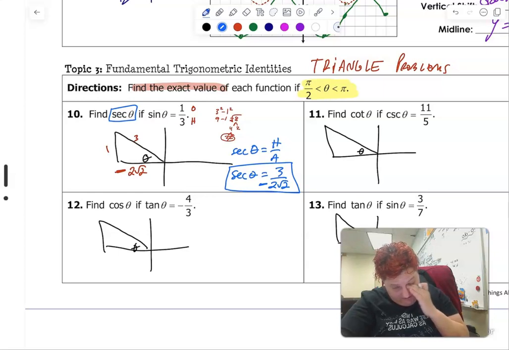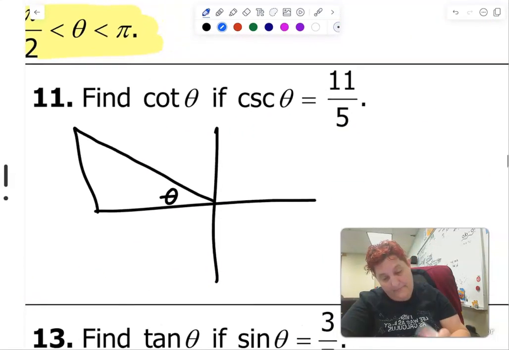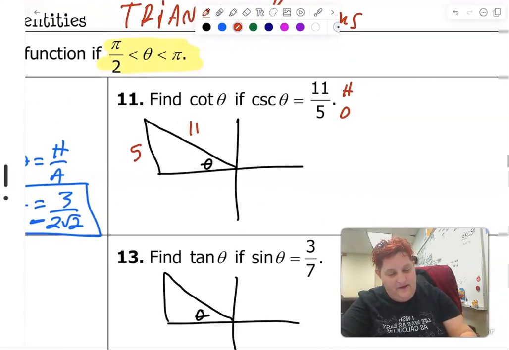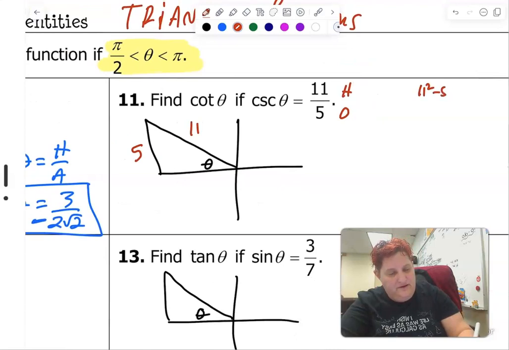All right, here's another triangle. Cosecant is the reciprocal of sine. Sine is opposite over hypotenuse. So this is hypotenuse over opposite. So it's 5, 11. On my calculator, again, if I do 11 squared minus 5 squared, I get 121 minus 25, which is, I think, 96.